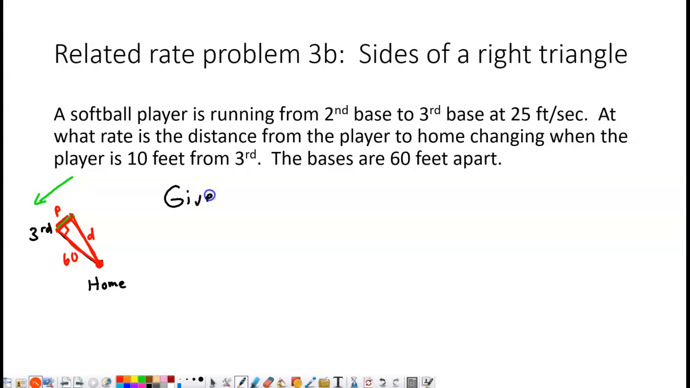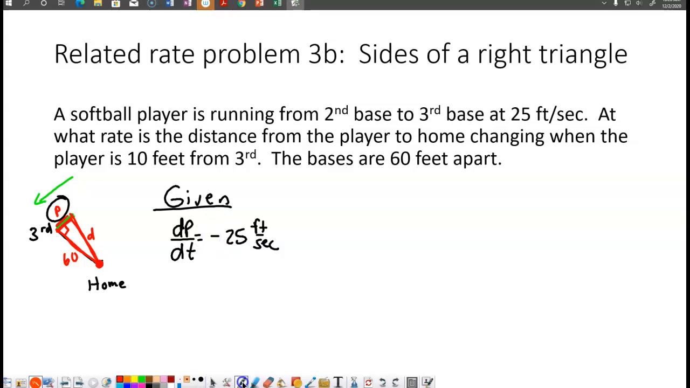So here we go. Given. What rate was given? They tell me that the player is running at a rate of 25 feet per second, right? So that's going to be how fast P is changing over time. But this is kind of a tricky thing also. If he's running towards third, what's happening to P? Is it increasing or decreasing? It is decreasing because he's getting closer and closer to third.